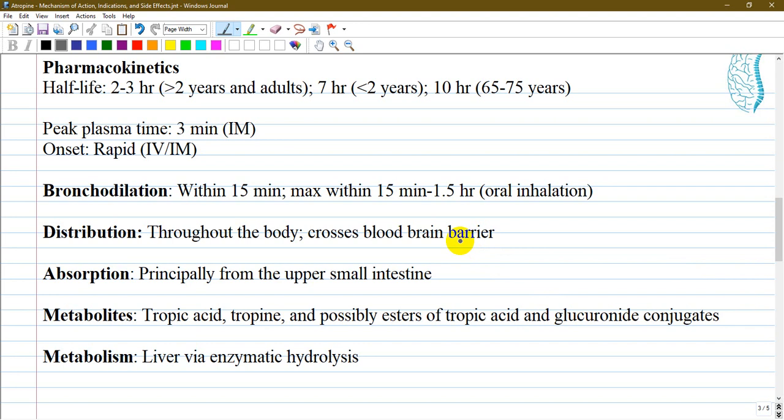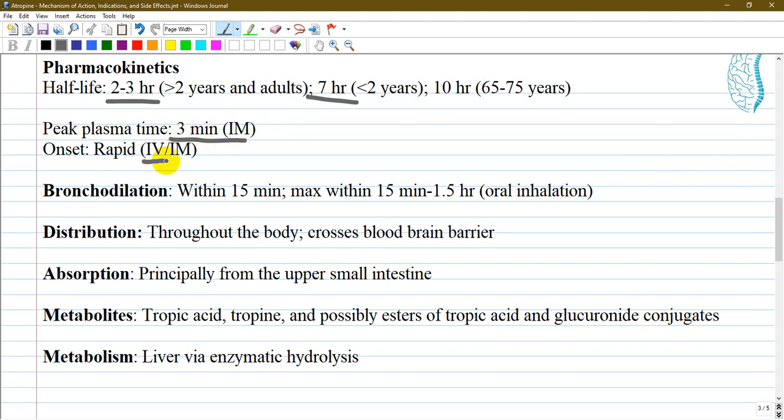Let's talk about pharmacokinetics. The half-life of atropine is 2 to 3 hours, and 7 hours in children. It of course differs depending on the patient's age. Peak plasma time is 3 minutes, so you have to administer atropine some time earlier to have the effect, which is almost immediate, but to have a high peak of the effect you have to wait at least 3 minutes.